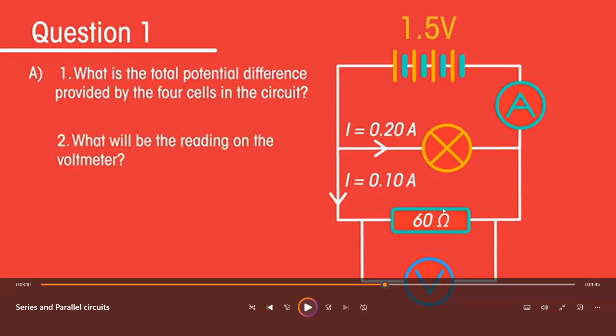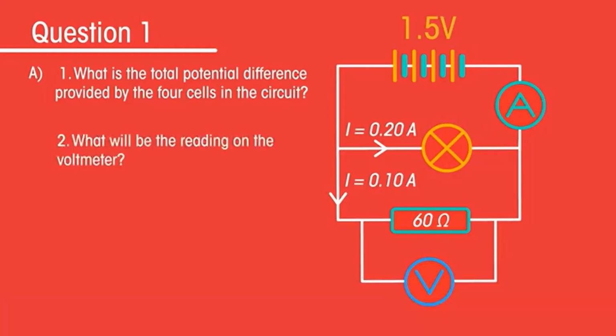What if I want to calculate it? We have V equals IR, which is Ohm's law. The current through this resistor is 0.1 and R is 60. So 0.1 times 60 is also 6 volts. If you do it this way or that way, both are right.